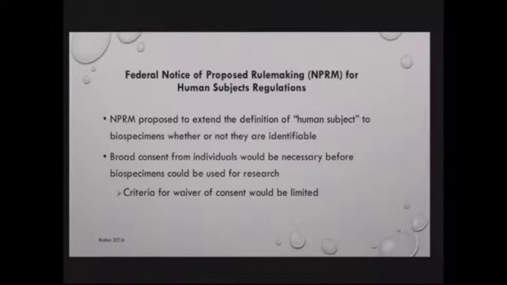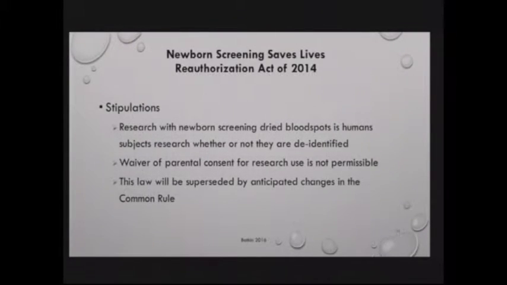So the notice of proposed rulemaking proposed to extend the definition of human subject to biospecimens whether or not they were identifiable. So this was a way of trying to address some of these ethical tensions. Let's bring this sort of research under the fold of oversight by making it clear that it's human subjects research. Broad consent from individuals would be necessary before biospecimens could be used for research, and the criteria for waiver would be significantly limited.